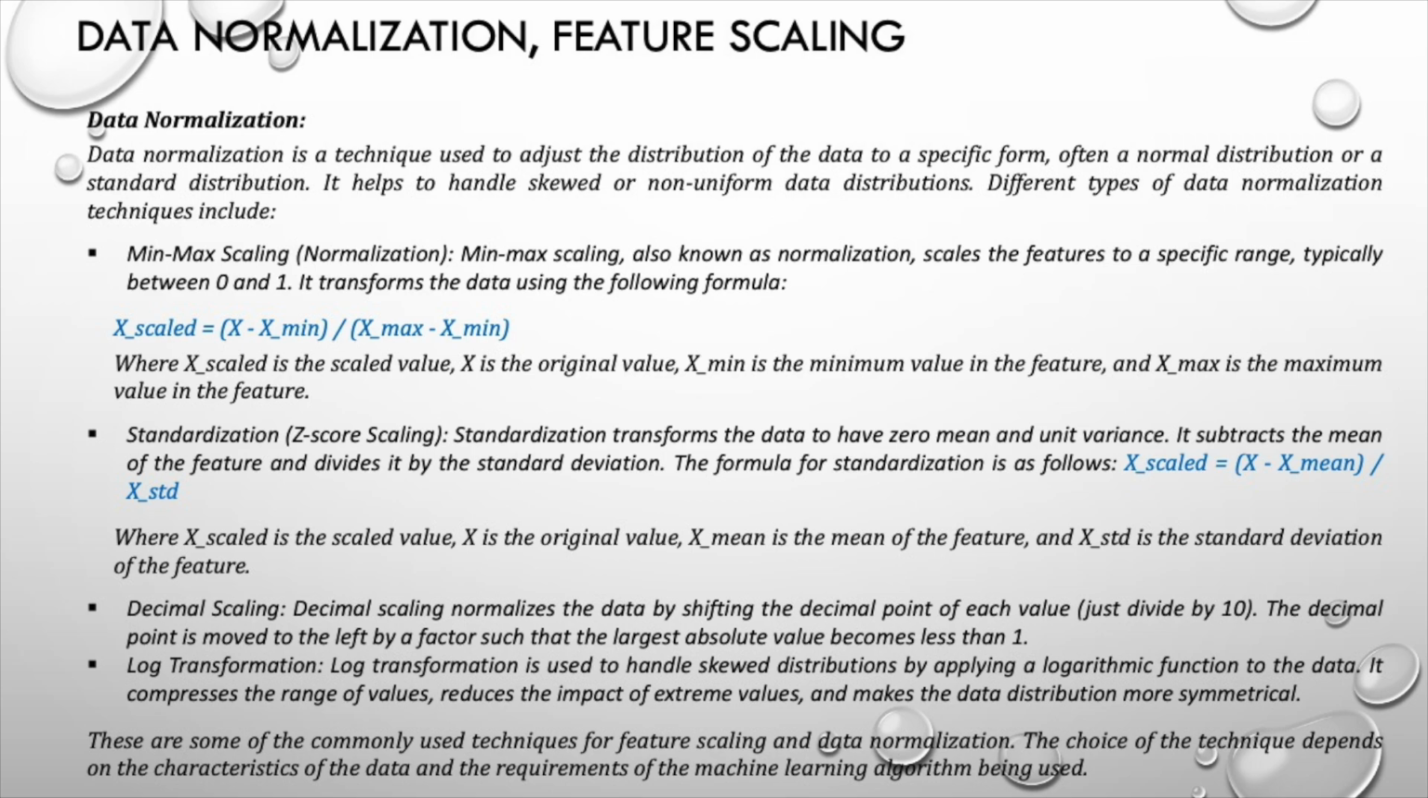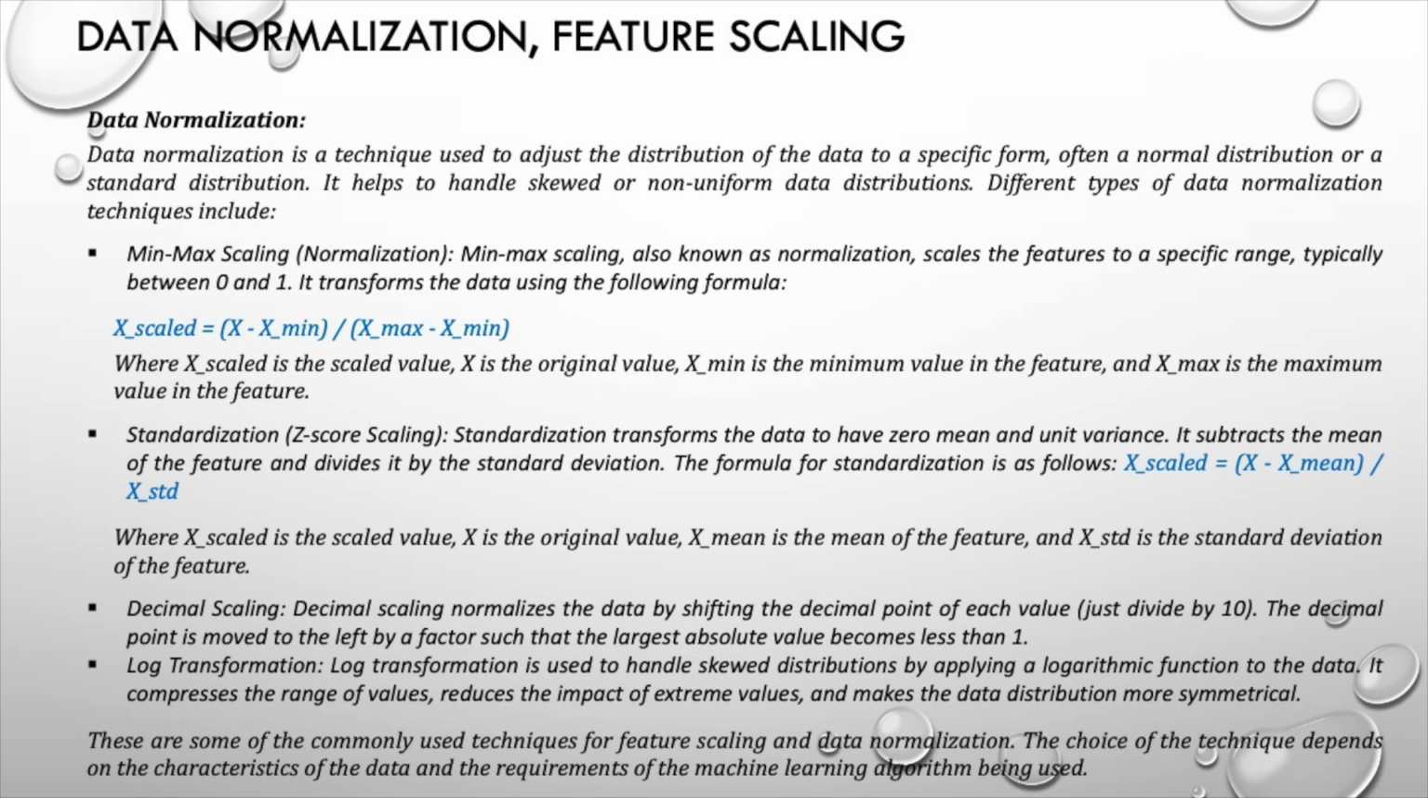Different types of data normalization techniques include min-max scaling, normalization. Min-max scaling, also known as normalization, scales the features to a specific range, typically between 0 and 1. It transforms the data using the following formula: x_scaled equals (x minus x_min) divided by (x_max minus x_min), where x_scaled is the scaled value, x is the original value, x_min is the minimum value in the feature, and x_max is the maximum value in the feature.